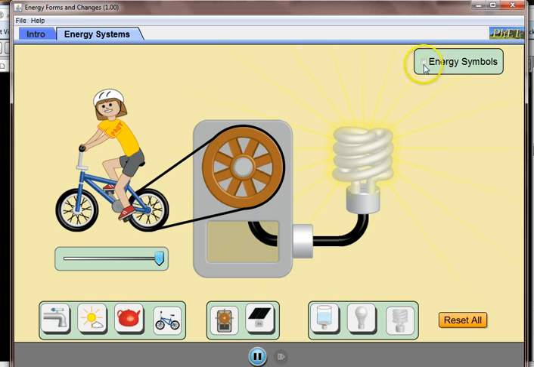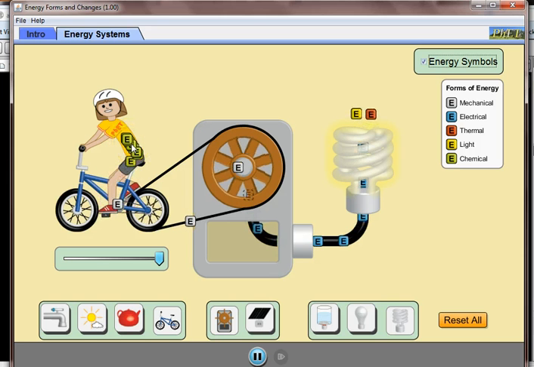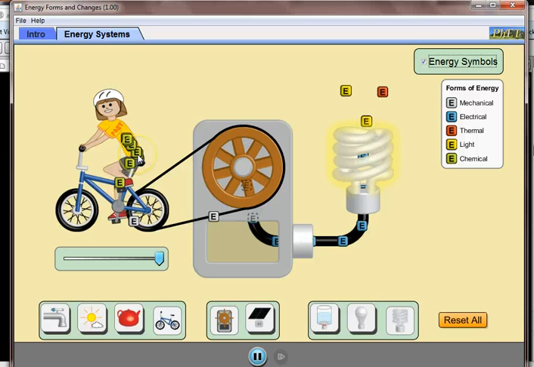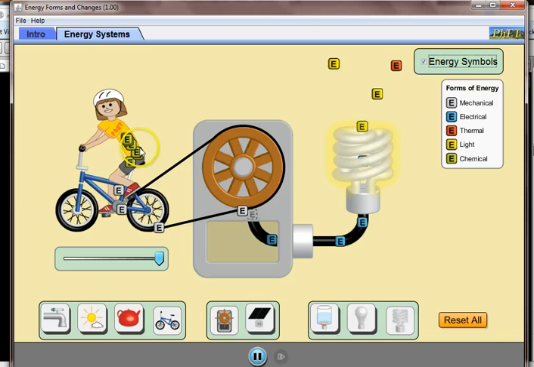You can see energy symbols basically here. Yeah, this is the chemical energy. Where does this chemical energy come from?